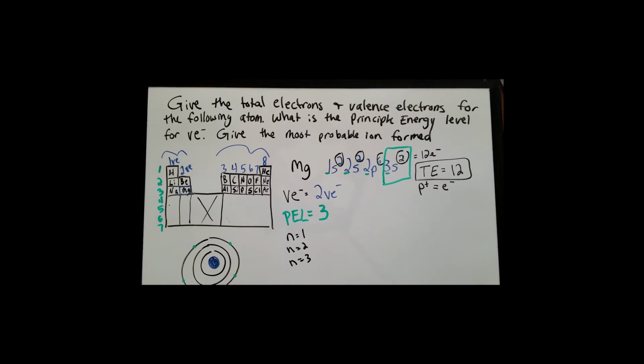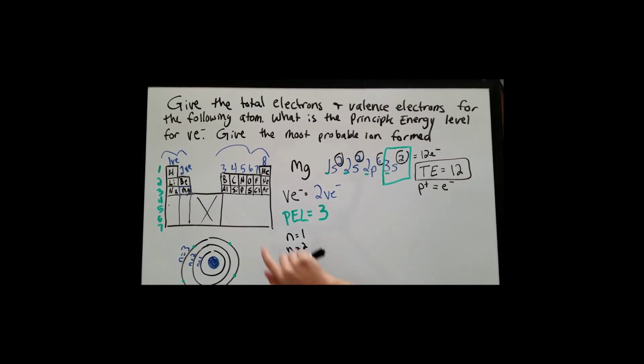When we're looking at an atom, this first ring would be the N equals 1 level. The second ring would be the N equals 2 level. The third ring would be the N equals 3 level. And if you added a fourth ring, so on and so forth. So the valence electrons, the electrons in the outermost shell, in this case, the outermost shell is the third shell, or the principal energy level 3. So we've answered the principal energy level question.